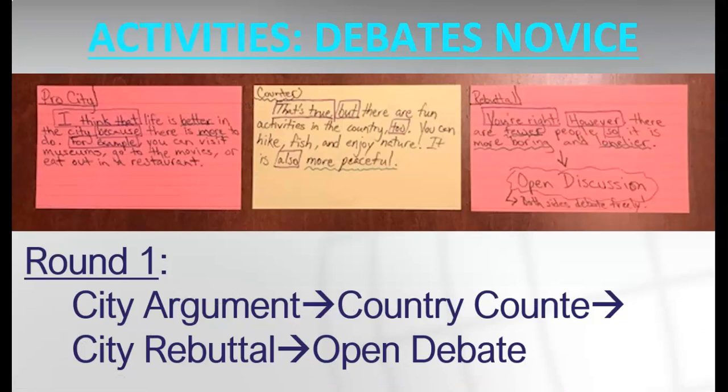Moving up to the next level, with my level 2 students who are novice high, almost ready to move into intermediate, we do what I think of as a structured debate. So one of the early debates is life in the city versus life in the country. I happen to teach at a school at which half of the students live in a very rural environment and the other half live in a fairly urban area. So this topic works well.